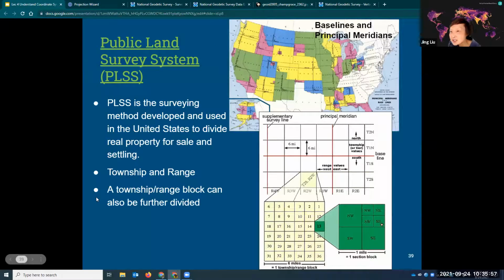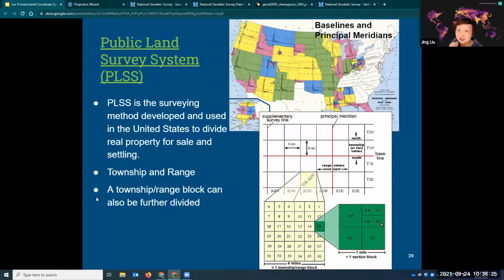It's like a zip code. It's unlike the state plane coordinate system or UTM. It's called the Public Land Survey System, PLSS. It's a surveying method developed and used in the US to divide real property for sale and settling in the good old days. Basically you will see on your map this township and range, those numbers.